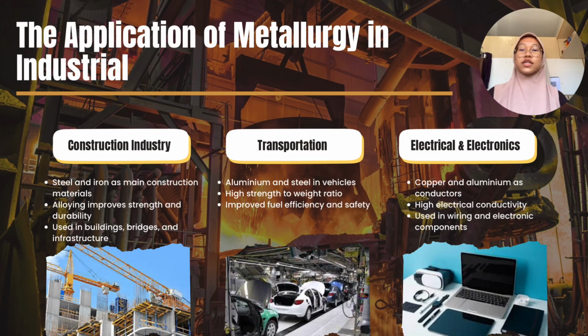Last but not least is the electrical and electronics industry. In the electrical and electronic industry, metallurgy is applied to produce metals with high electrical conductivity such as copper and aluminum. These metals are used in electrical wiring, circuit components, and power transmission systems. Metallurgical purification and processing ensure minimal energy loss and efficient electrical performance. So overall, metallurgy supports industrial development by producing metals with specific properties required for different applications.